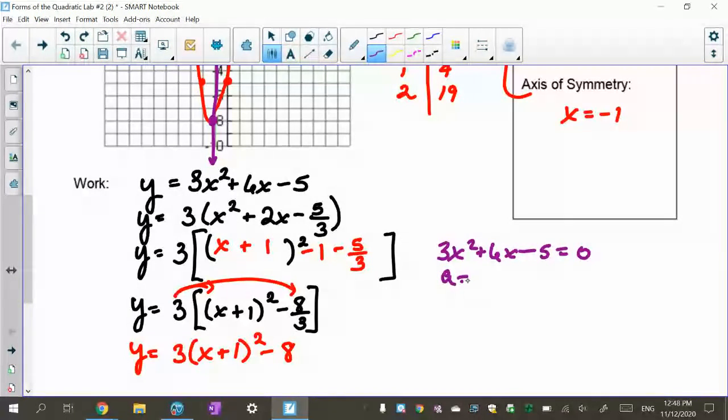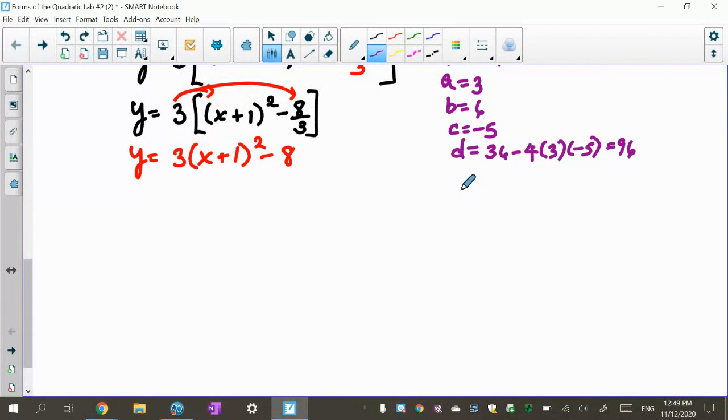Stack and rack: a equals 3, b equals 6, c equals -5. The discriminant is b squared, 36, minus 4 times a times the -5. And this comes out to be a nice, beauteous number, 96. So I have x equals -b plus or minus the square root of 96, all over 2a, or 6. And then I have to simplify this.